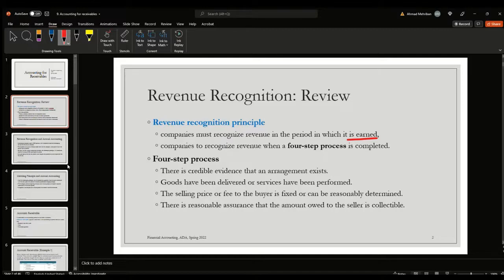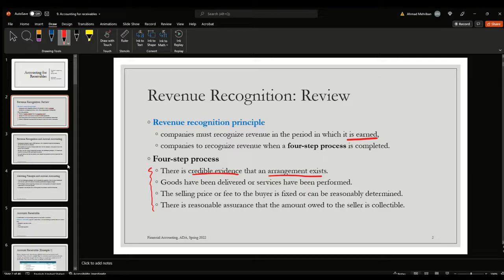Now, companies recognize the revenue using this four-step process, and here it is. This is probably the new information. So there is this four-step process that helps us to identify whether we should recognize the revenue or not. The very first one is that we have to have some kind of credible evidence that the arrangement between two parties exists. When we're talking about two parties, we mean the seller and the buyer, or the service provider and the one who uses the service.